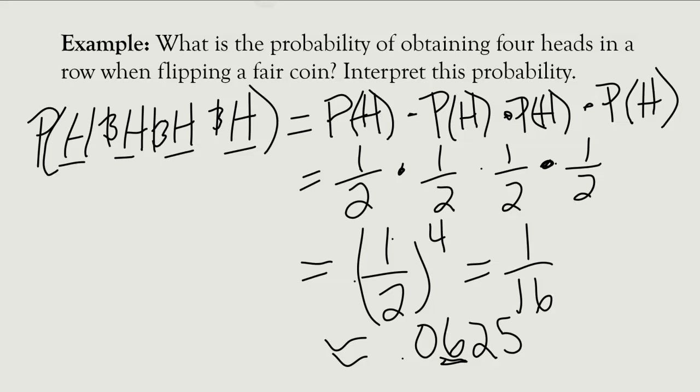If we were to repeat this experiment, flipping a coin 4 times, if we repeated that 100 times, we can expect to get all heads about 6 of those times, all right? So that's how you would interpret that probability.